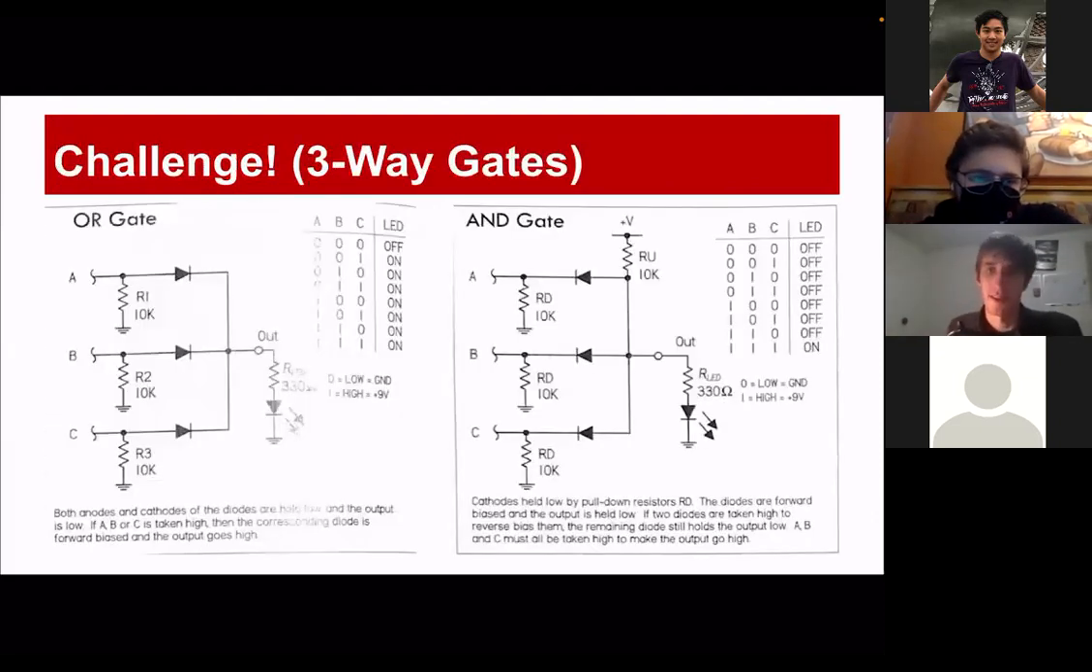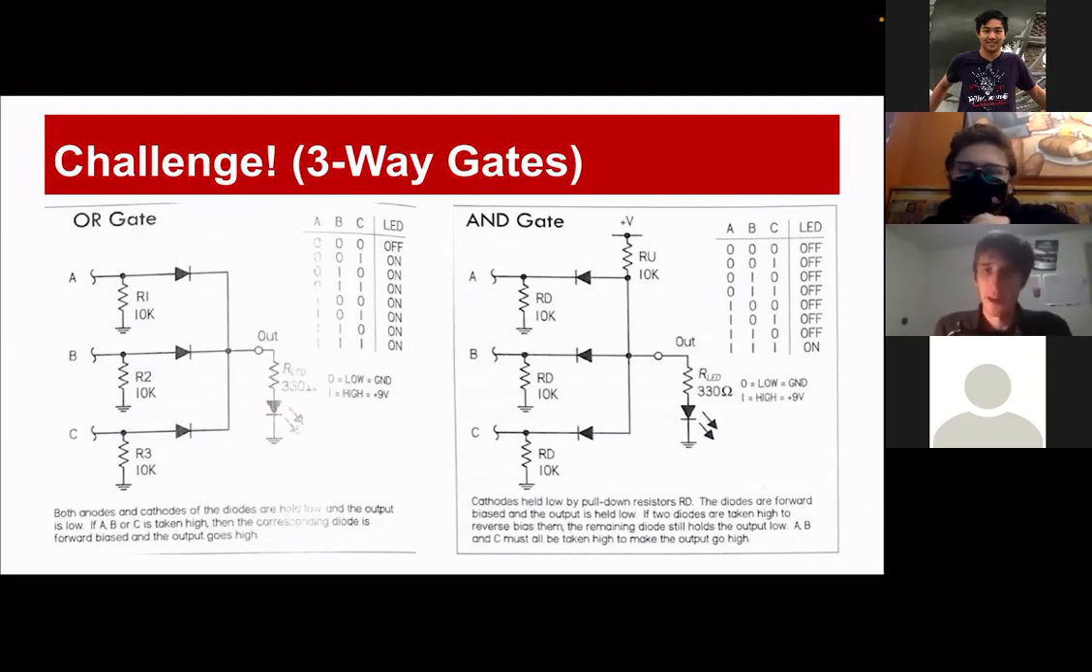So, a challenge: those AND and OR gates we used earlier, you can apply any number of extra inputs and still make it work. These are 3-way gates, but if you applied a 4th line, you could have 4-way gates, and those have the combined properties listed there, where all of them have to be on, or only one of the multiple has to be on.